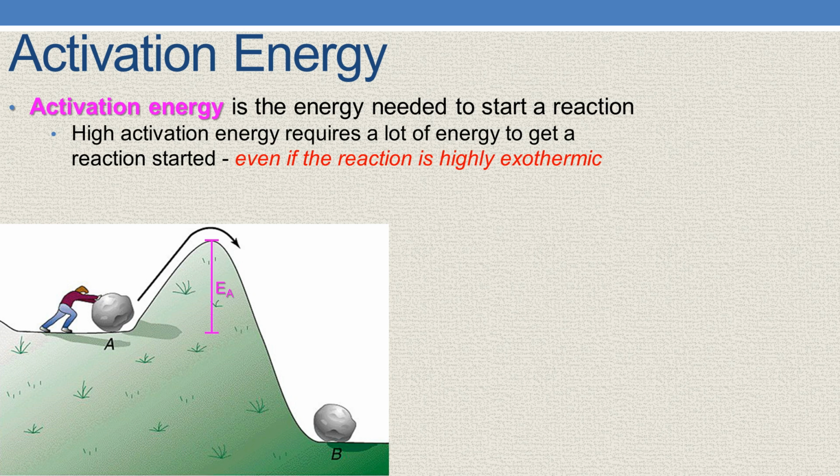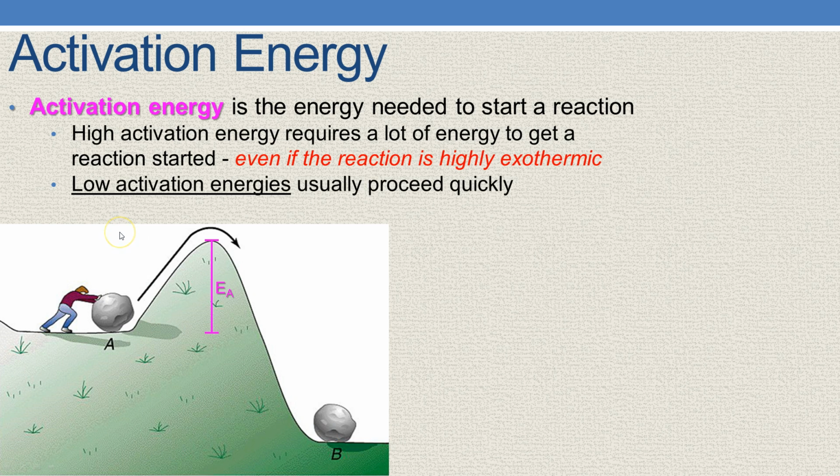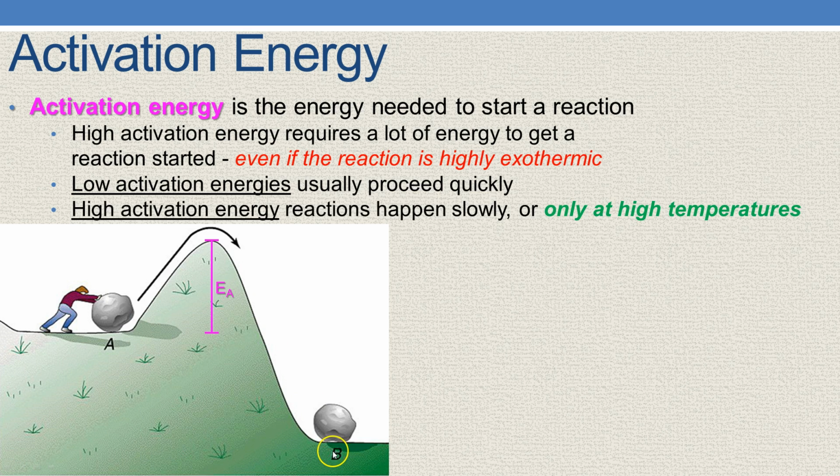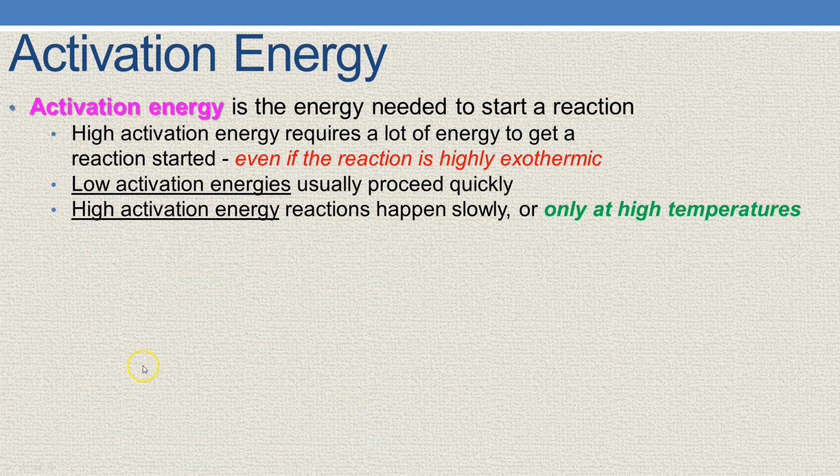Even if that reaction is highly exothermic, even if there's a very, very large negative delta H, there could be a cliff on the other side of the hill. It doesn't matter. You still need to get it up and over that hill. The higher it is, the harder it's going to be, no matter what's on the other side. Low activation energies are usually going to proceed quickly, maybe like a little small hill going down. But a high activation energy, those reactions are going to happen slowly, or they're only going to happen at a very, very high temperature. A lot of kinetic energy, a lot of heat to push that rock over.